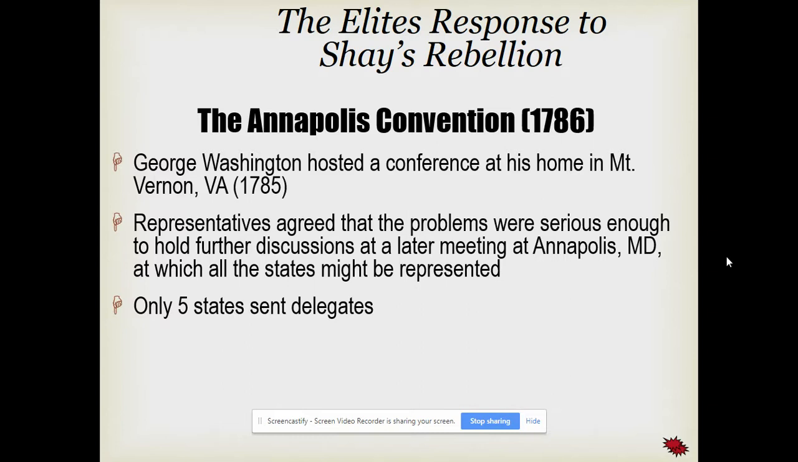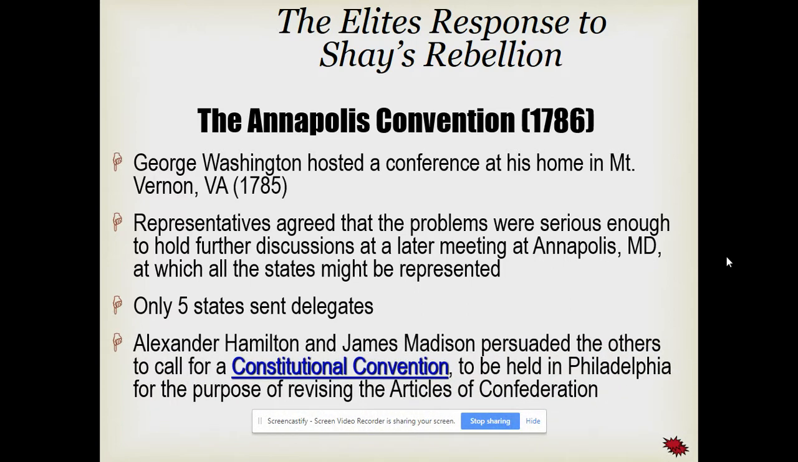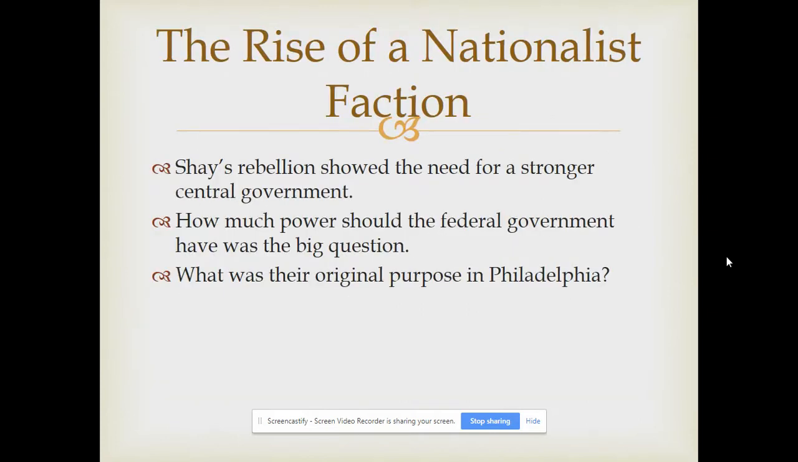So the Annapolis Convention, which was originally meant to potentially revise the Articles of Confederation, only 5 states sent delegates, so you're not going to have what you want accomplished if only 5 states show up. So Alexander Hamilton and James Madison are going to be 2 power players at the Constitutional Convention, and they are going to convince the states to have an official convention held in Philadelphia, which is also where the Declaration of Independence and the Second Continental Congress and so forth met.